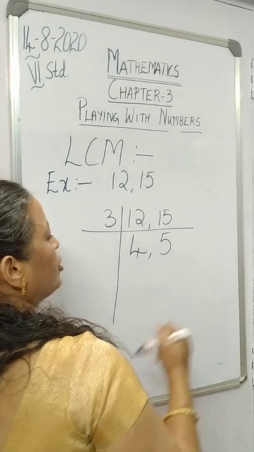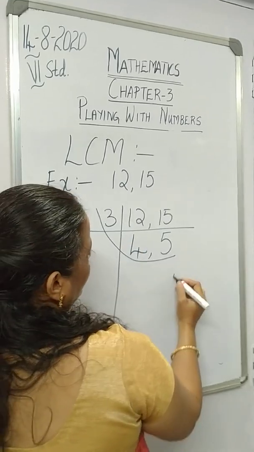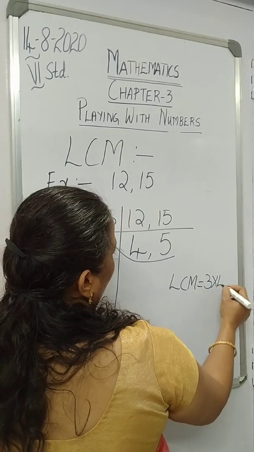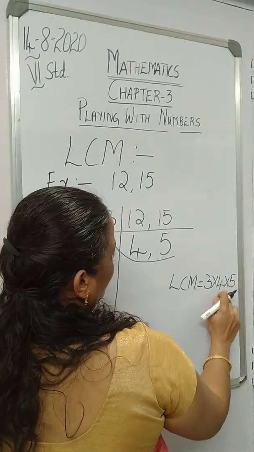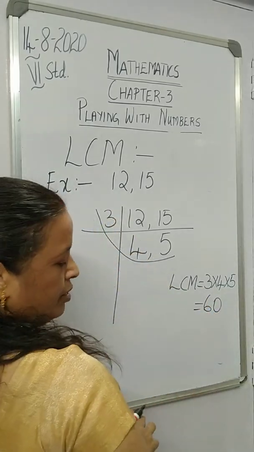No. Either you can stop here and multiply all these numbers so that you will get the LCM. That is, LCM is 3 into 4 into 5. Can you tell? 3 4s are 12, 12 5s is 60. So LCM is 60 here.